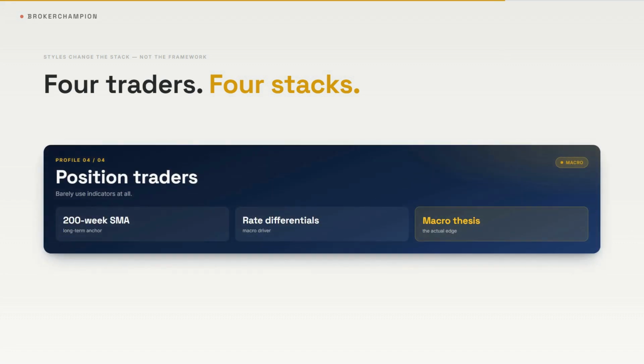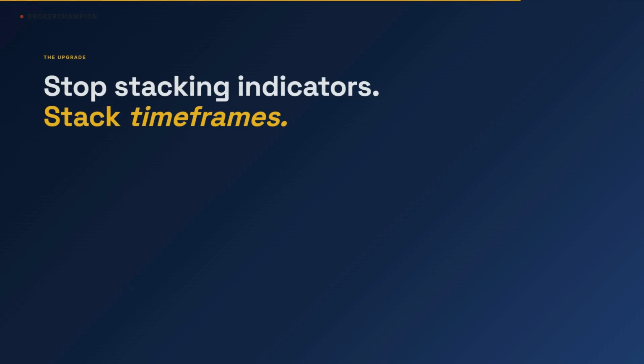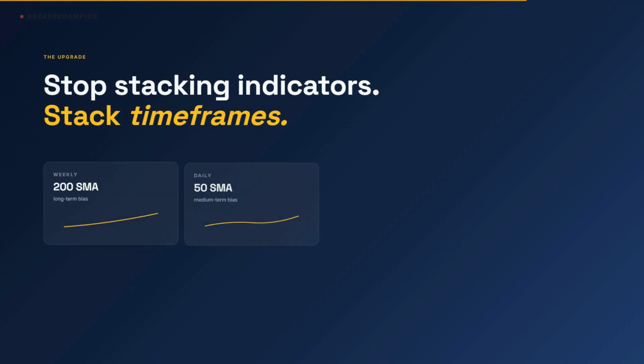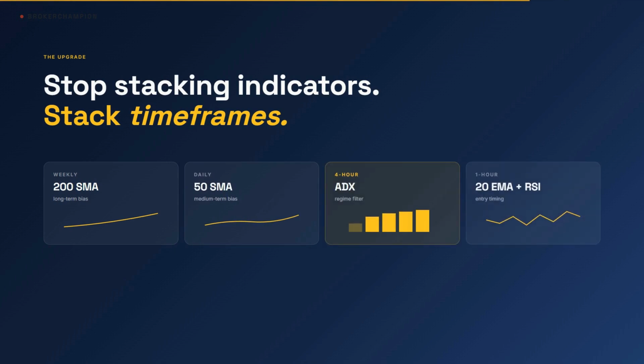And one more upgrade. Stop stacking indicators. Stack timeframes. Weekly 200 SMA for long-term bias, daily 50 SMA for medium-term bias, 4-hour ADX as your regime filter, 1-hour 20 EMA with RSI for entry timing. A trade only fires when everything aligns. That's real confluence. 3 timeframes measuring 3 different things, all pointing the same way.